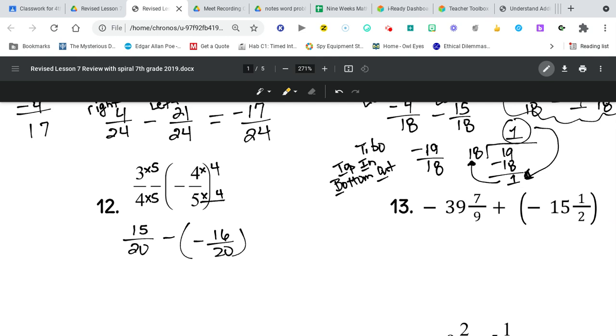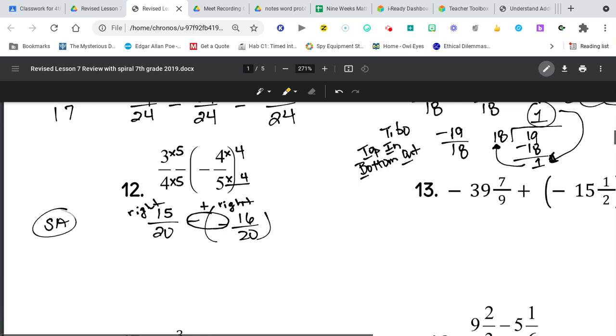That's the common denominator. This is to the right. Minus negative is also to the right. So all I do is add these. Same direction, you need to add. So that's going to give us 31 20ths.